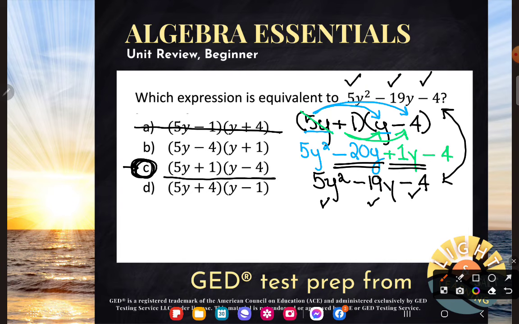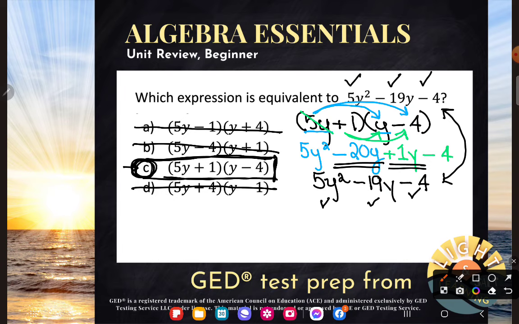So make sure that if you struggle with positive and negative numbers, you're doing that work in your calculator. Awesome. And if you tried multiplying these others out, you would not get the same expression. All right, correct answer is C.